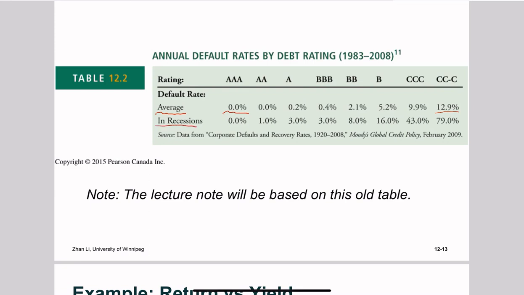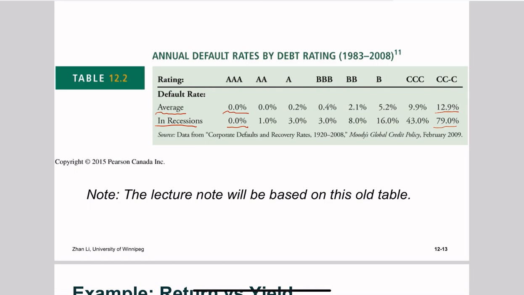In recessions, the default risk for AA is still very low. It is still almost 0%. But for this CCC minus rated debt, it increases to 79%, which is just ridiculous. Think about it. It means that almost 80% of CCC minus rated debt will be in default, right? This is a very high default rate.